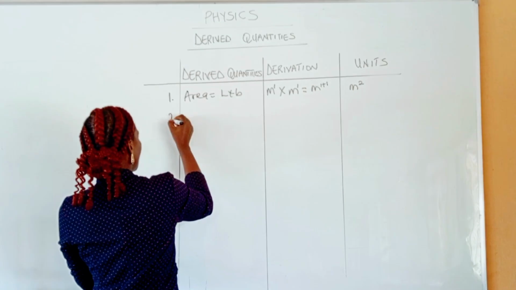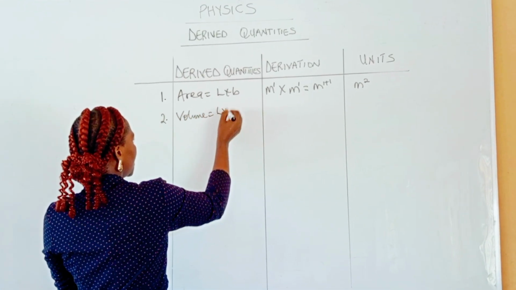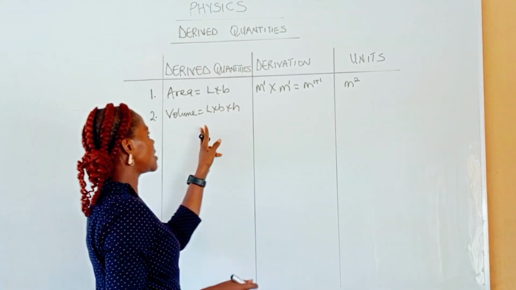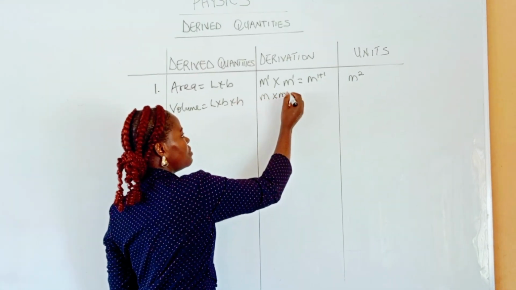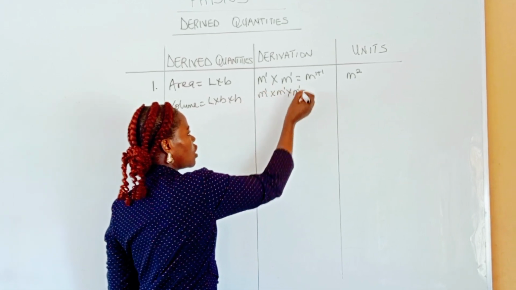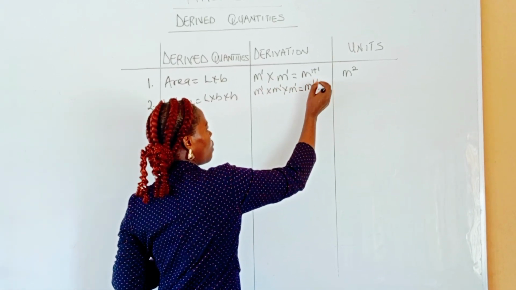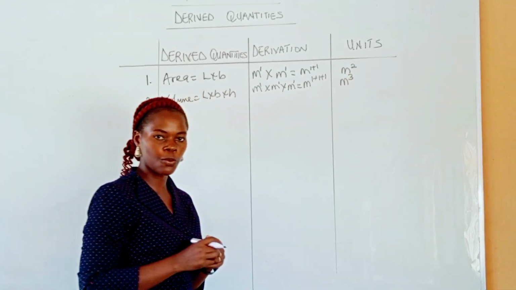The next on the line is volume. Volume is length times breadth times height. Length is measured in meters, breadth is measured in meters, height is measured in meters. So we have 1, 1, 1. This gives rise to what? Meter to the power 1 plus 1 plus 1, which is meter cubed.